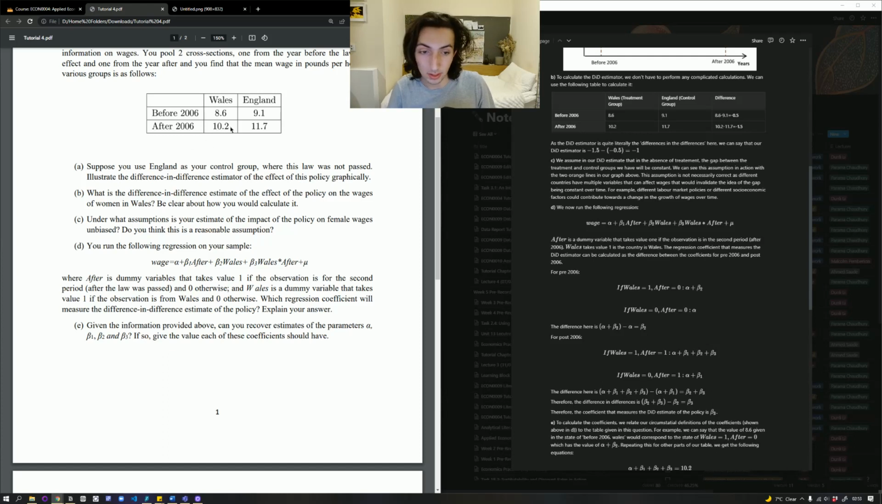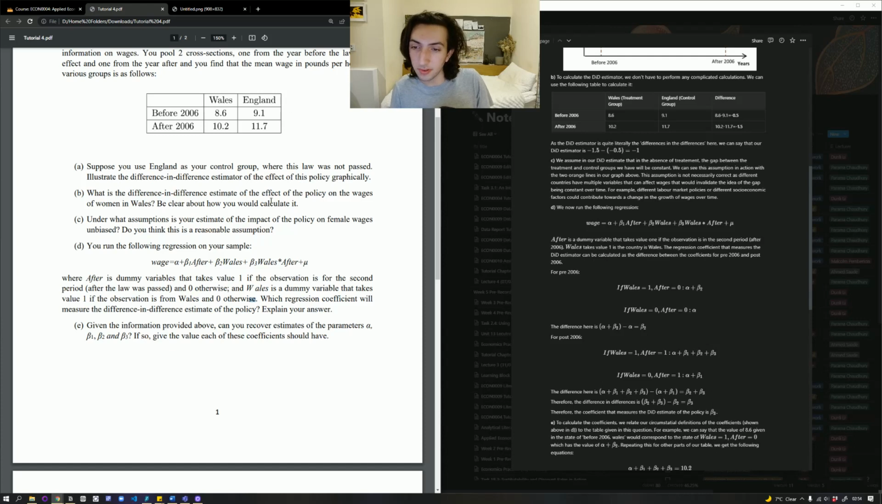So then doing the remaining ones, if both equal 1 here, Wales after 2006, all the coefficients are going to be included: alpha plus beta 1 plus beta 2 plus beta 3. And if we just take away Wales, we're going to include all the after ones. So it's going to be alpha plus beta 1, just that. So what's the difference between these? Well, it's actually going to be beta 2 and beta 3. So our first difference was beta 2, and our second difference was beta 2 and beta 3. So what's the difference in the differences? Well, it's beta 3. So that's how we get it.